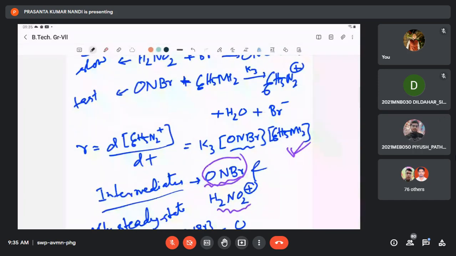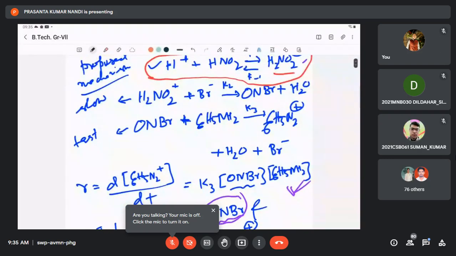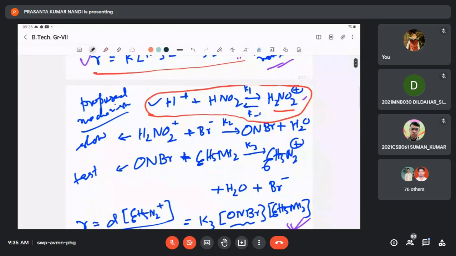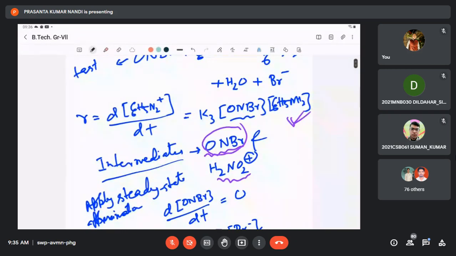ONBr and another intermediate species you see in the first step, that is H2NO2 plus. So there are two intermediate species involved in this chemical reaction. One is H2NO2 plus, another is ONBr, nitrosyl bromide. Now we apply steady state approximation for both species.